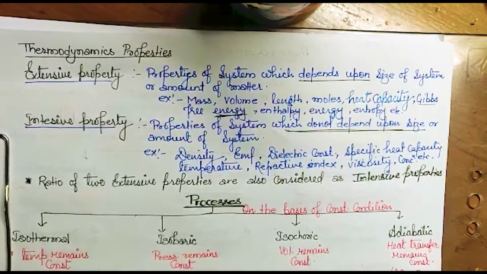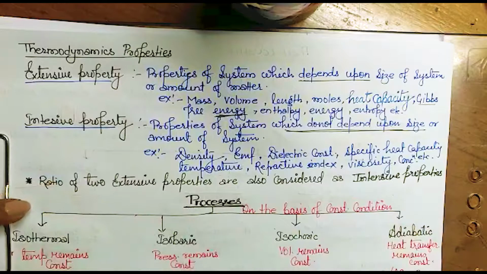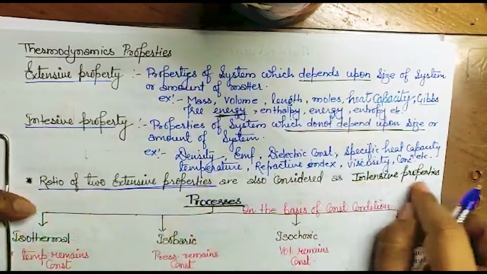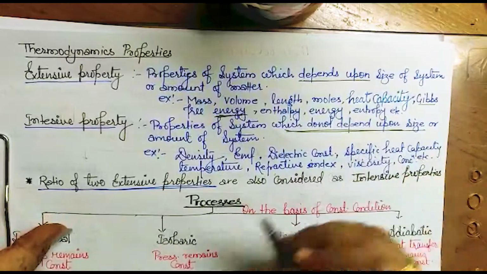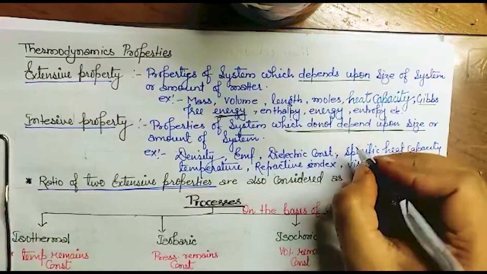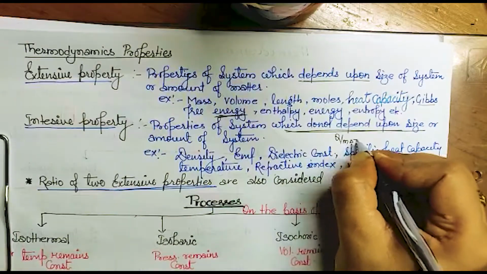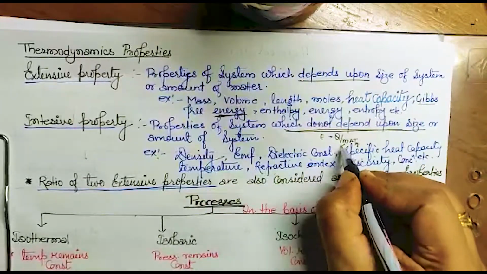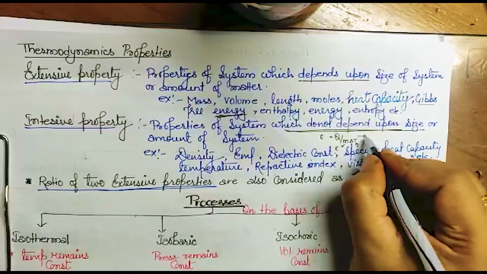One important thing I'm going to tell you: the ratio of two extensive properties will be an intensive property. For example, take specific heat capacity. I don't know whether you have done it in physics or not, but the specific heat capacity formula is Q upon M delta T. Q is an extensive property, M is also an extensive property, so the ratio of extensive properties is an intensive property, and that's why it is intensive.